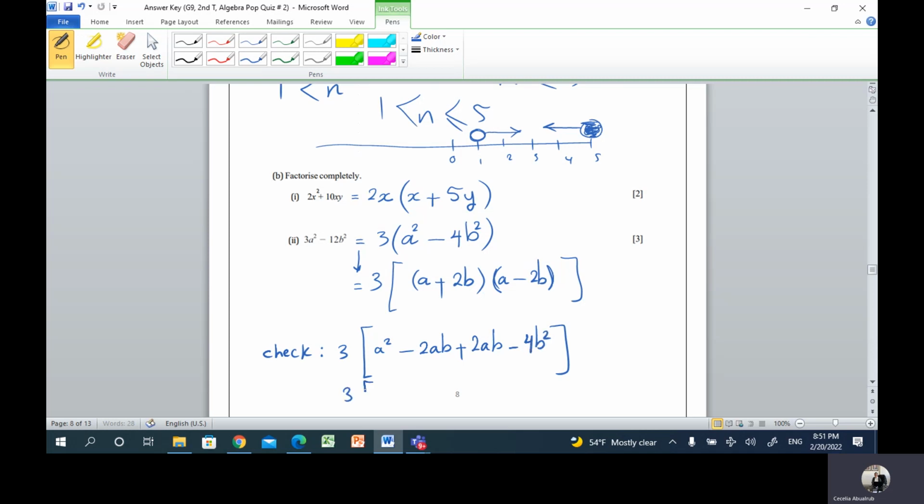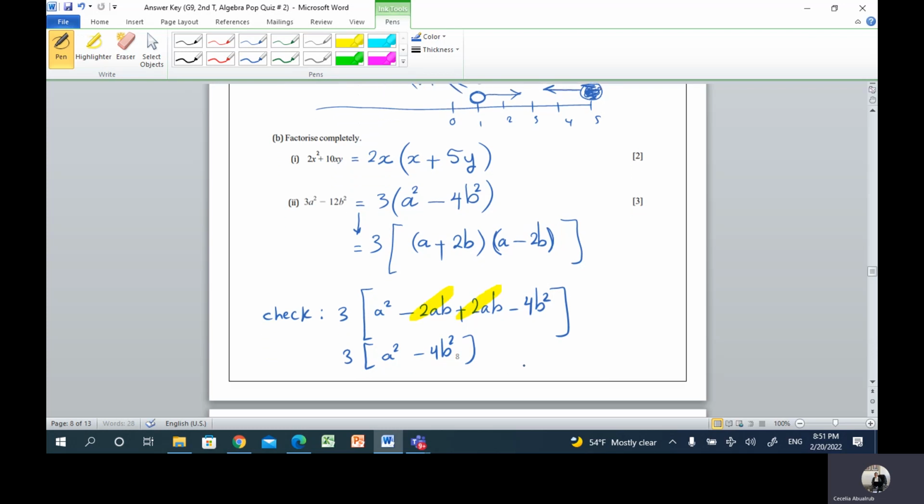Now, if you simplify, a squared will remain as itself because there is no like term. Minus 2ab plus 2ab are going to cancel each other. And minus 4b squared is going to be on its own like this. Now you insert the 3 into the brackets. So 3 times a squared, 3a squared. 3 times minus 4b squared, it will be minus 12b squared. And since we got the original expression by expanding, it means our factorizing is correct.